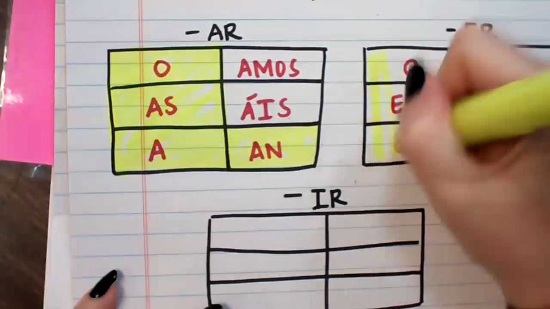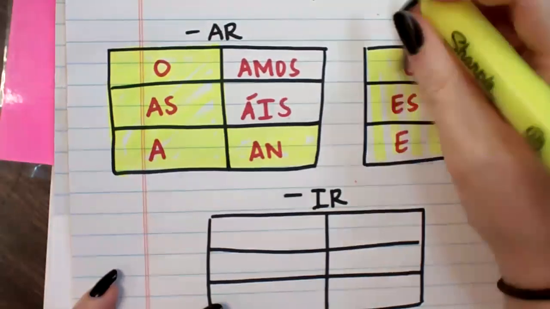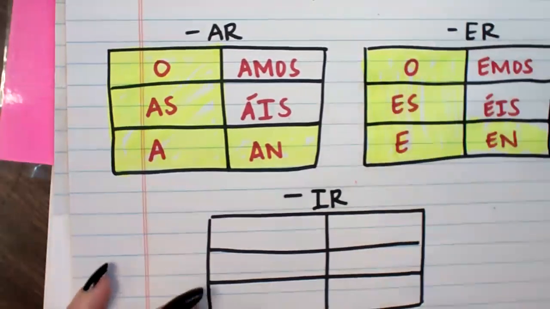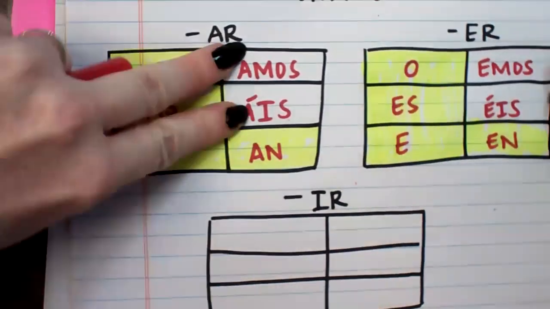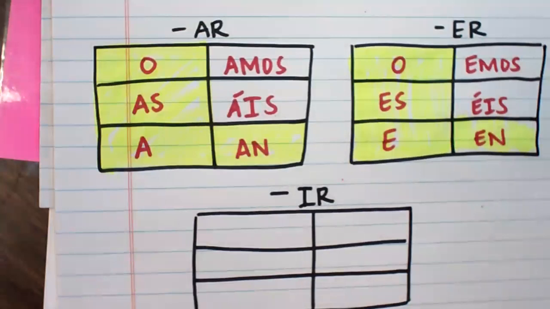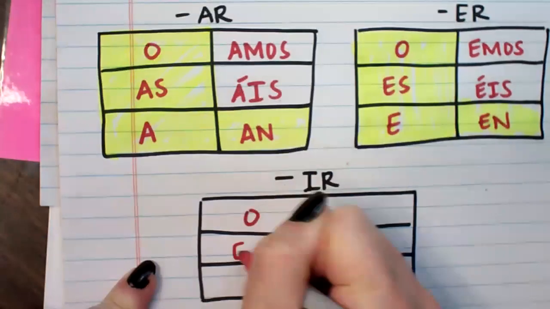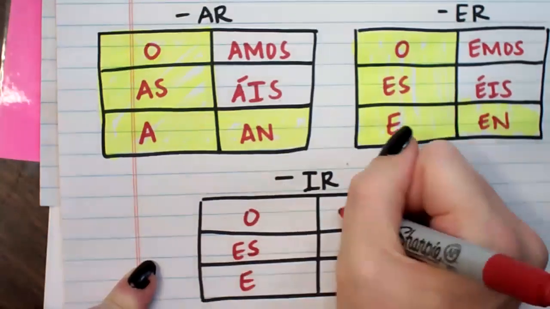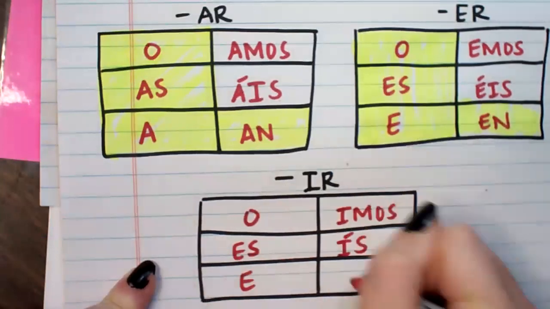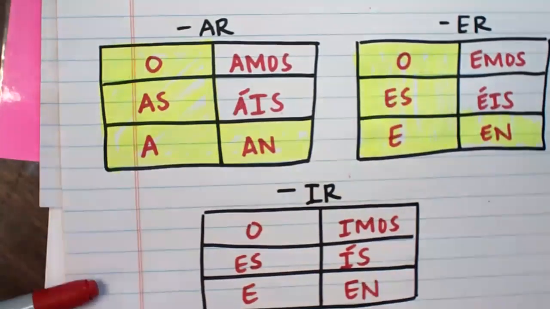And if they're in these boxes, just when we're using stem changing verbs, we'll insert a stem change. Because remember, nosotros and vosotros, these two boxes, are outside of the boot, so they are never ever going to receive a stem change. And then last but not least, we have our IR verbs, which are very similar to ER, but slightly different. We have o, es, e, imos, ís, en.